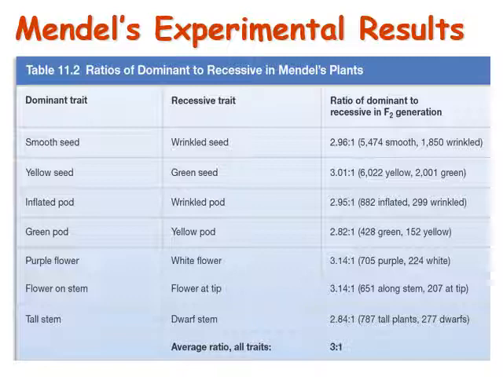That particular form of the trait which expressed itself in the F1 and the form which did not express itself in the F1, he classified them as dominant trait and recessive trait. So for example, if tallness was exhibiting itself in the F1, it became the dominant trait, and if dwarfness did not express itself, it became what was called the recessive trait.